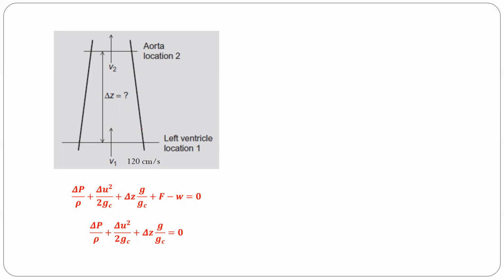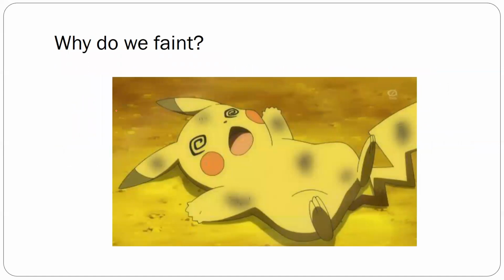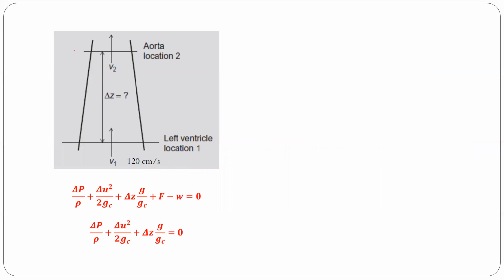It's given in the problem that the blood ejects or flows at this point in your left ventricle at a velocity of 120 centimeters per second. You're also given the sizes or the diameters of both locations. For the left ventricle, it's 3.1, and for the aorta, it's 2.7. Let me write that down: 2.7 centimeters here, and here it's 3.1 centimeters.